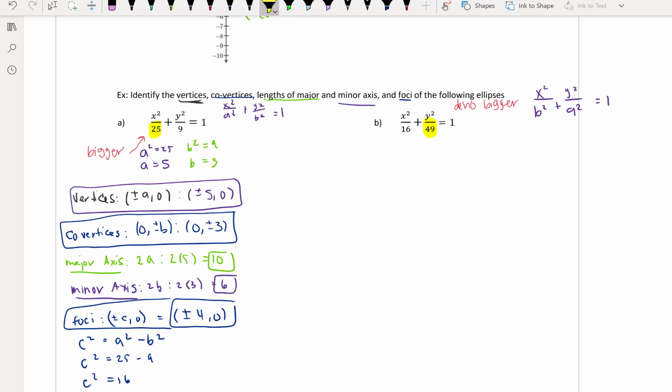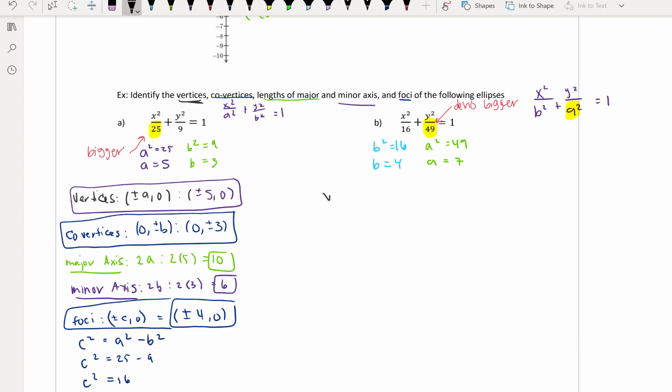But it tells us that this 49 is bigger, so that is going to be our denominator because it is bigger. So that's going to change our value slightly. So now I know that my b squared value is 16. So the square root of 16 is 4, which is going to tell us something else, that our a squared is equal to 49, so the square root of 49 is 7. So now I have my a values and my b values, so now I can go ahead and put this into play.